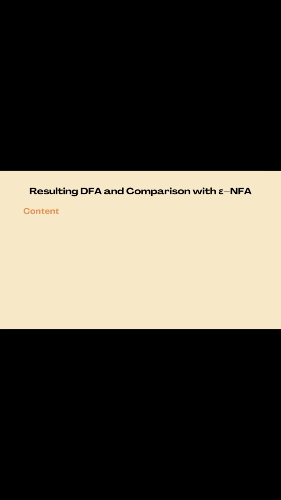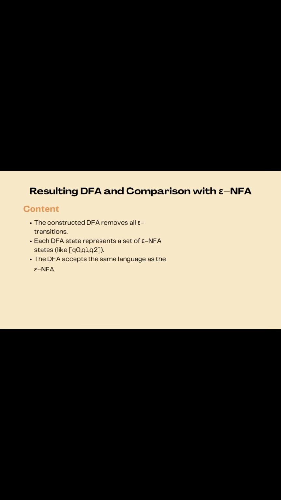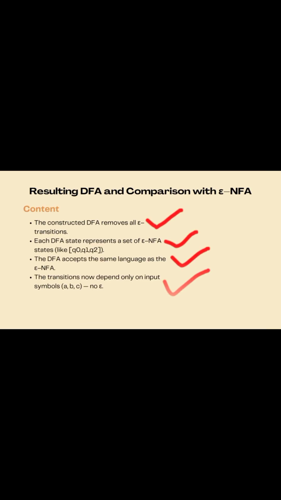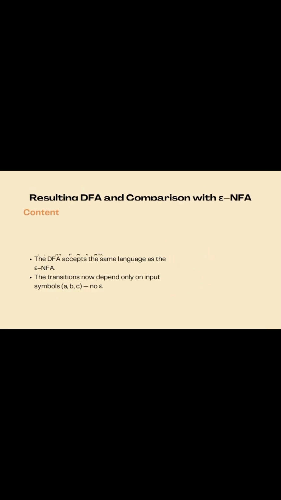The resulting DFA has no epsilon transitions. Each DFA state is simply a group of epsilon NFA states. This new DFA accepts the same language. Each DFA state represents a set of epsilon NFA states, like Q0, Q1 and Q2.